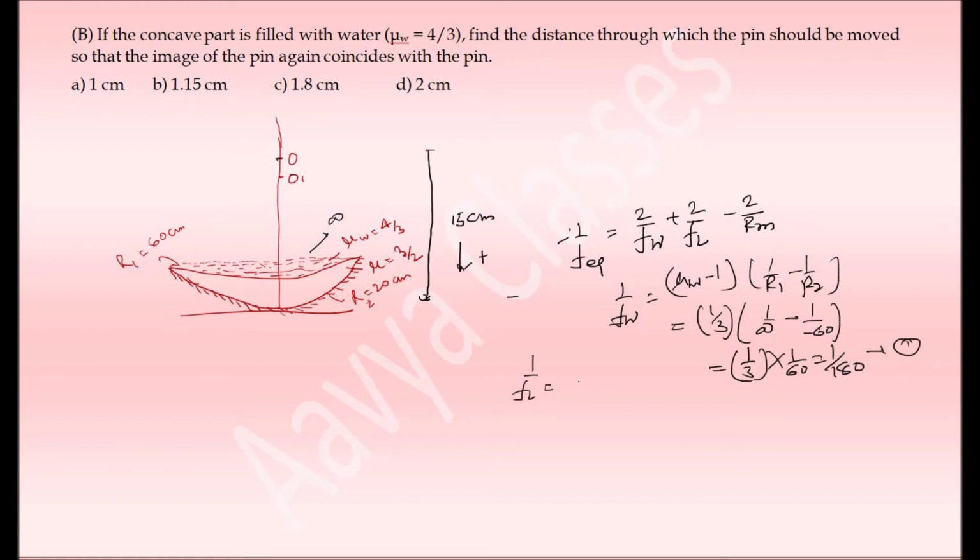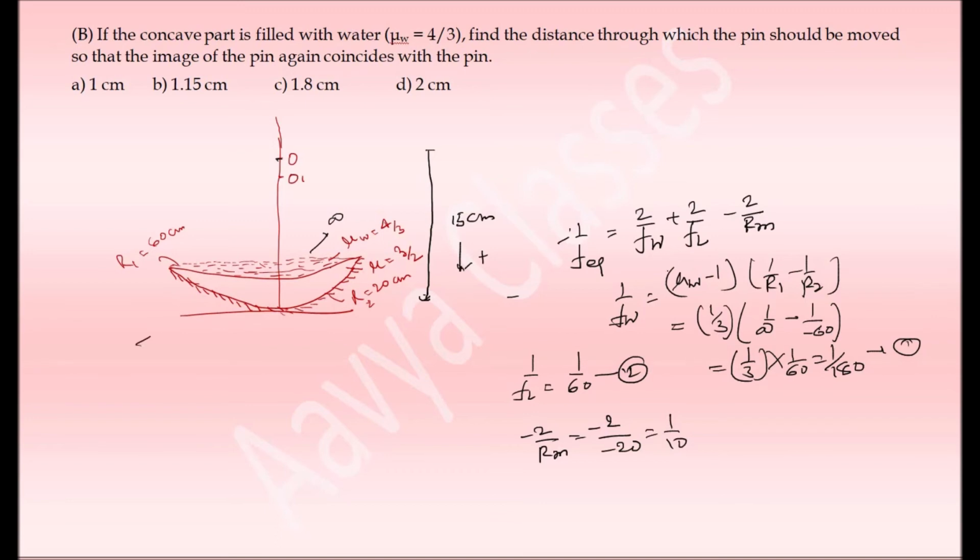And again 1 by FL: we have already calculated the value of FL and it was 60, so 1 by FL is 1 by 60. Now we calculate the value of minus 2 by Rm. It is equal to minus 2 divided by Rm, which comes with a negative sign, so minus 20, that is 1 by 10.